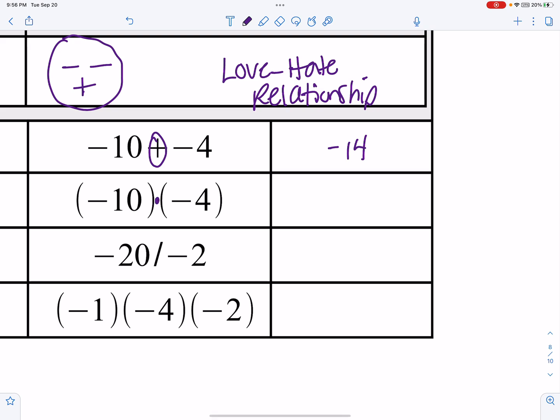Our multiplication, I see the two signs are the same. Answer's automatically going to be positive. Hate to hate, you know what that means. Here's my sleepy eyes. Automatically equals the positive. So 10 times 4 is 40. And I didn't mean to say addition, I meant positive.